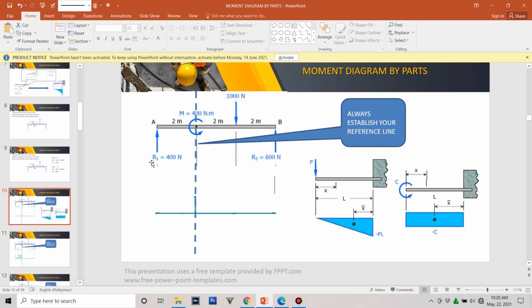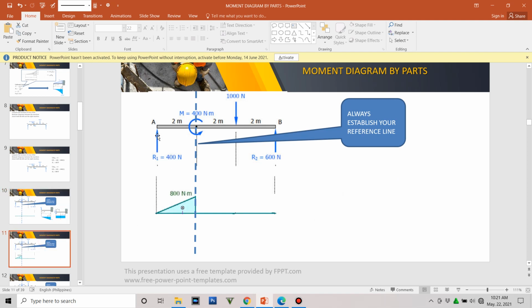So, we consider just three concentrated loads. Your concentrated load is just PL, okay? First, the concentrated load of 400 is the highest here, and this is your reference line. The highest ordinate is that PL, right? 400 times 2. So, 400 times 2 is equal to 800. Okay?